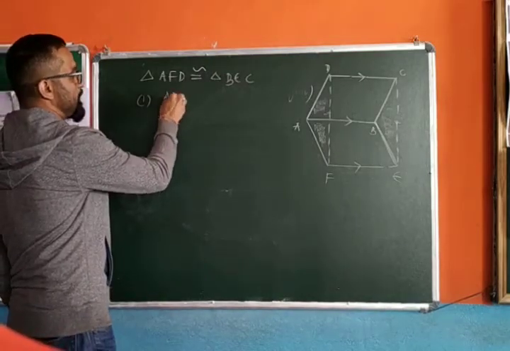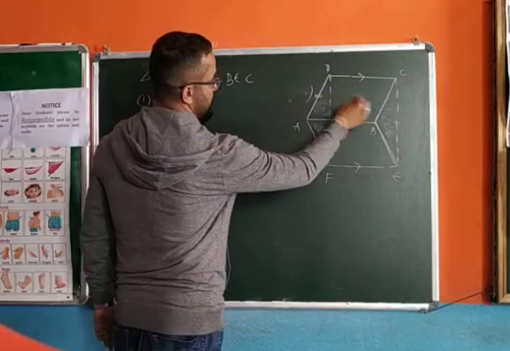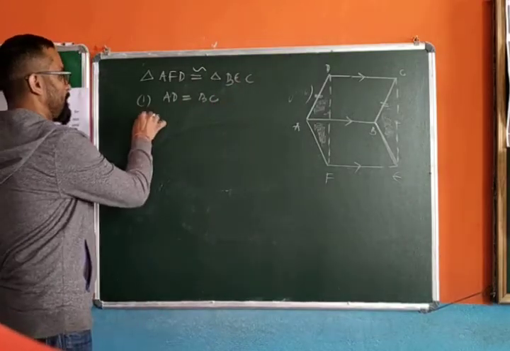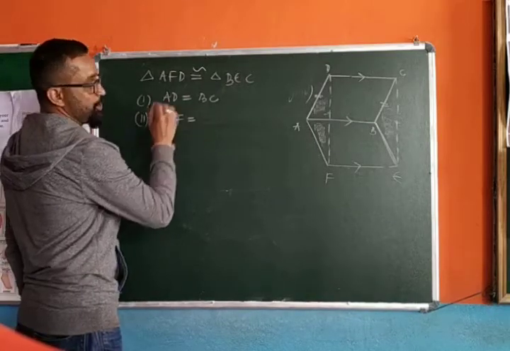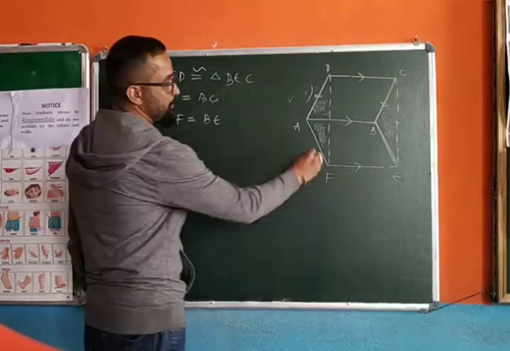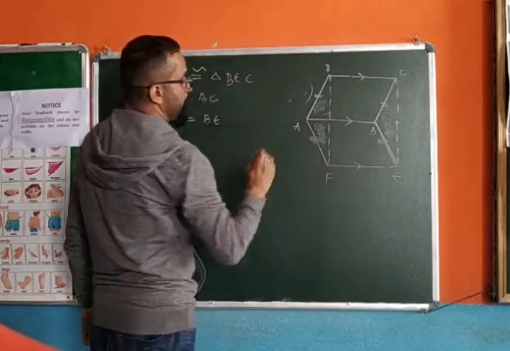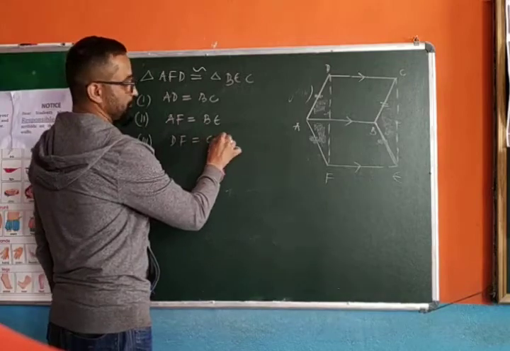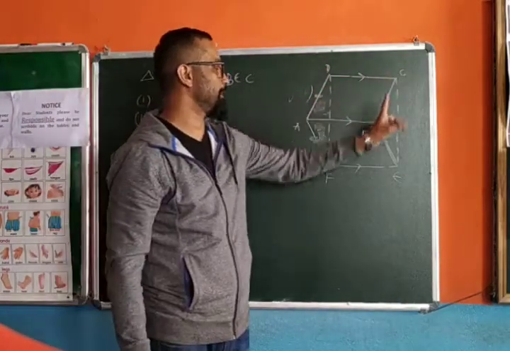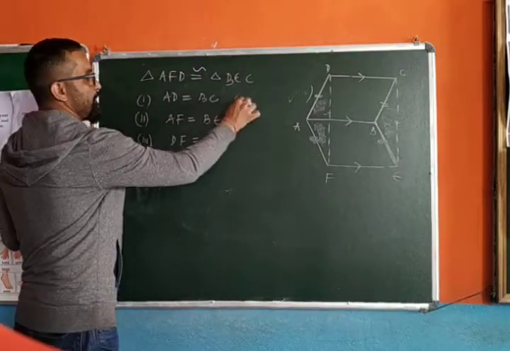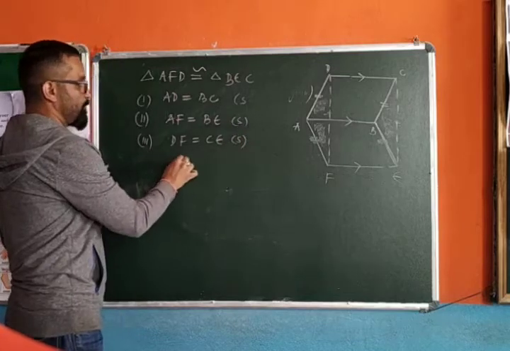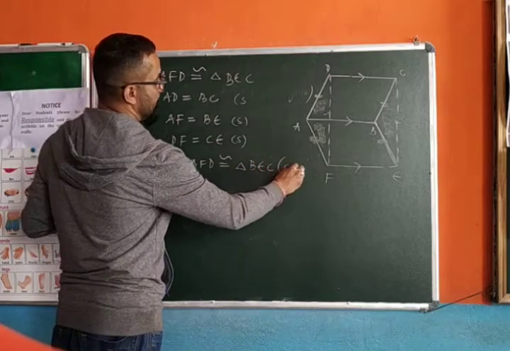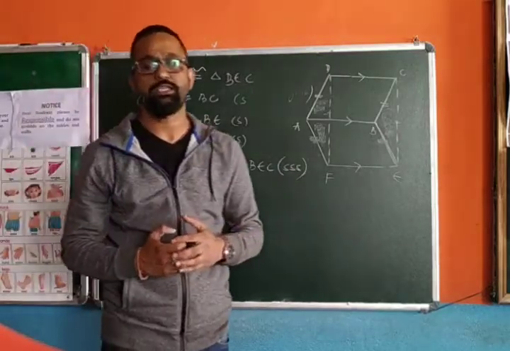We can say side AD is equal to BC, opposite sides of parallelogram ABCD. Second one, similarly, AF is equal to BE, opposite sides of parallelogram ABEF. Third one, DF is equal to CE, opposite sides of parallelogram DCEF, which we have already proved. Side, side, side. Therefore, triangle AFD is congruent to triangle BEC by side, side, side property of congruency. Very simple sum.